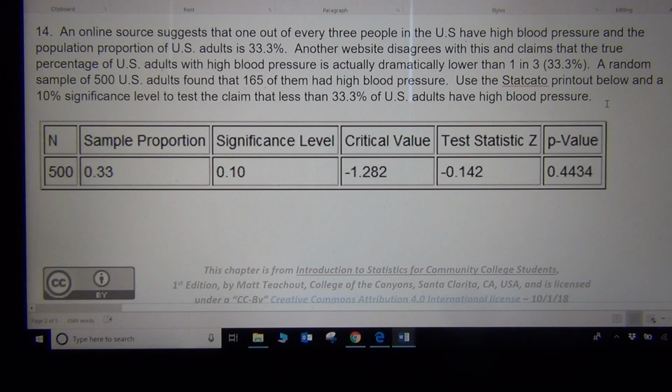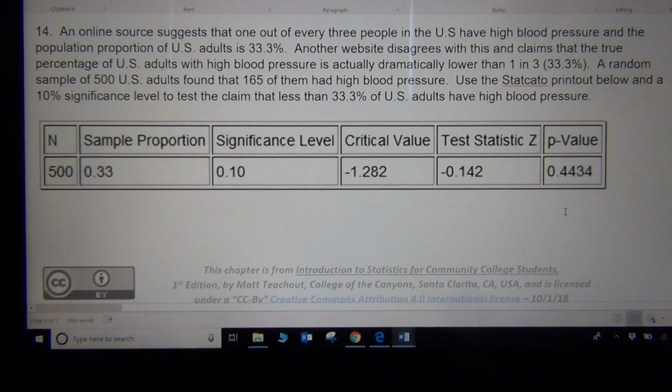Use the StatCato printout below and a 10% significance level to test the claim that less than 33.3% of U.S. adults have high blood pressure. Okay. So the one thing to keep in mind here is, yes, we are doing a hypothesis test, but the computer part of the hypothesis test has already been done for us. If you notice, they already put this data into StatCato, and we got a StatCato printout right here. That means you don't have to do anything in terms of putting the data into StatCato, though we could do that, but StatCato is just going to give us what's already printed here. So our job here is to figure out what all these numbers are telling us.